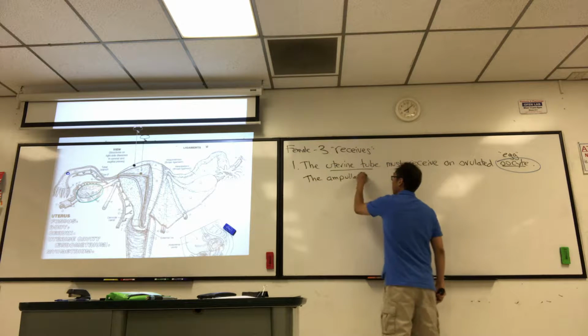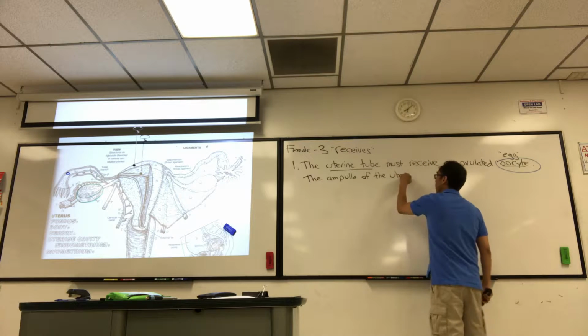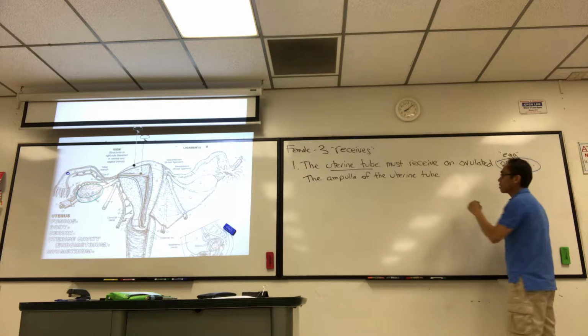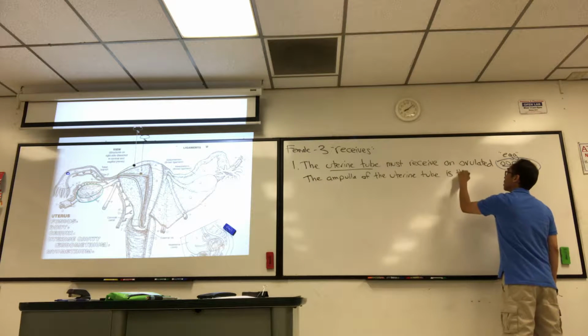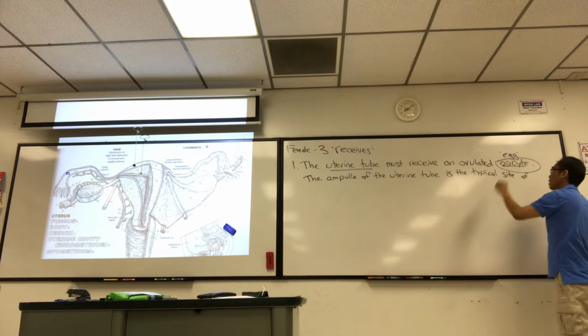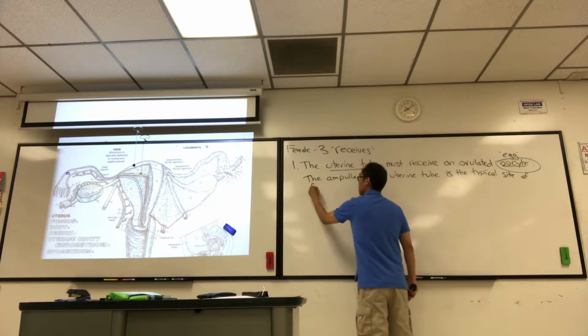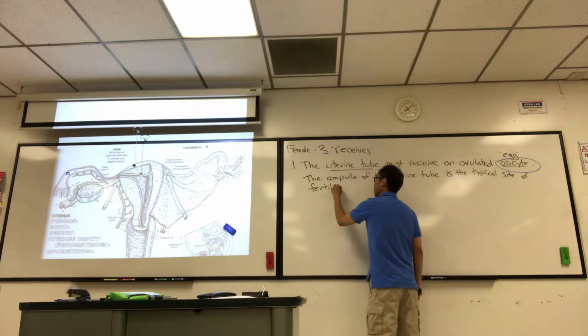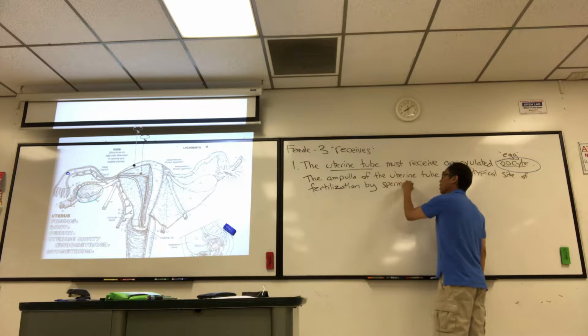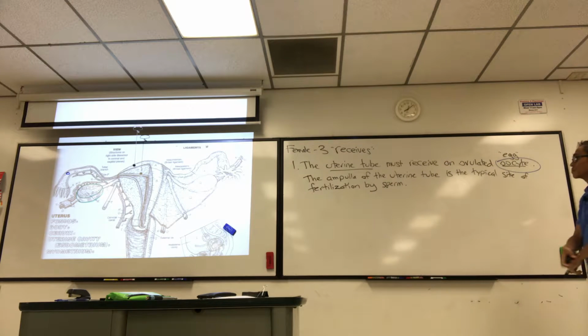Because the ampulla of the uterine tube is the typical site of fertilization by sperm. Okay, so that's the first, that must happen. And that has nothing to do with the human sexual response. It depends upon the menstrual cycle, okay?